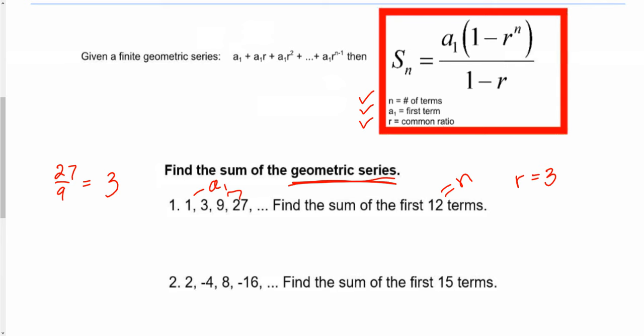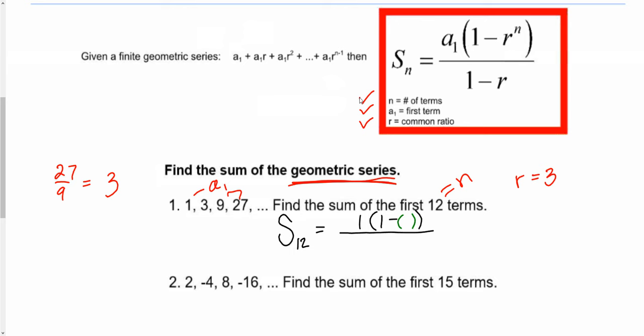Okay, so now that we know all of this stuff, here's what we're going to do. We're going to find the sum of the first 12 terms, starting off with this big long fraction, and we're going to put in the first term, which is 1, and in parentheses, we're going to put 1 minus, now check this part out. This is the part I need you guys to really pay attention to. This is the part that could screw you up. When you guys put in your R into this formula, you need to put it inside parentheses. Here's the reason why. It's going to matter when there's a negative involved.